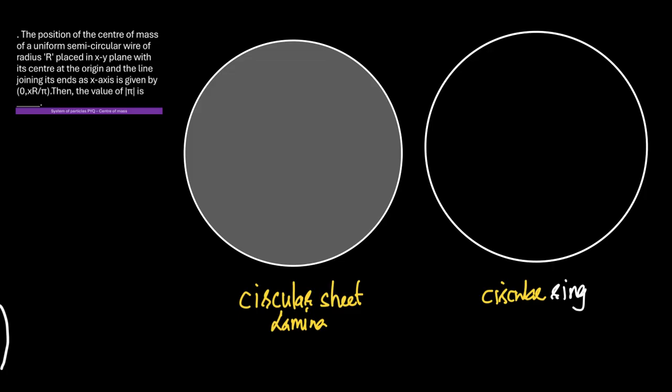Okay, so now this is a question based on the center of mass of a uniform semicircular ring. We know that if the center of the ring overlaps with the origin, or in other words, if the center of the ring is placed at the origin, the x coordinate of the center of mass, x bar, will be equal to 0.